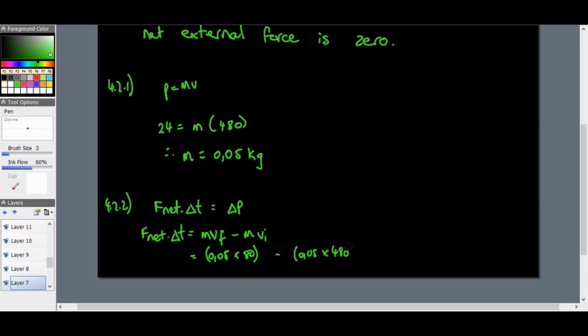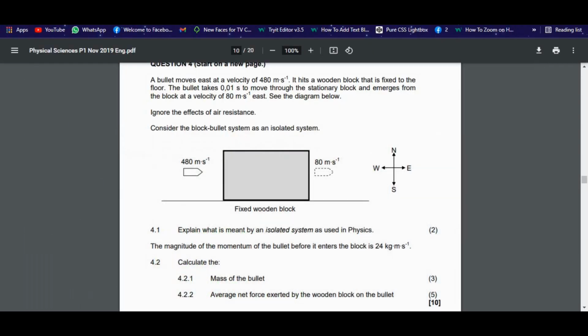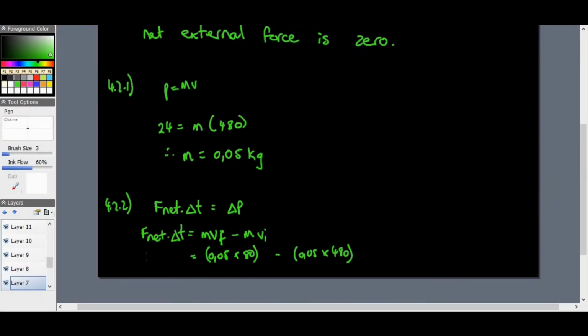Remember, we calculated the mass, so that over there times that must equal that. Let's see if I missed anything in the question. The bullet takes 0.01 seconds, as it says there. So that's F net here multiplied by 0.01. So we need to take everything here and put that all in our calculator.